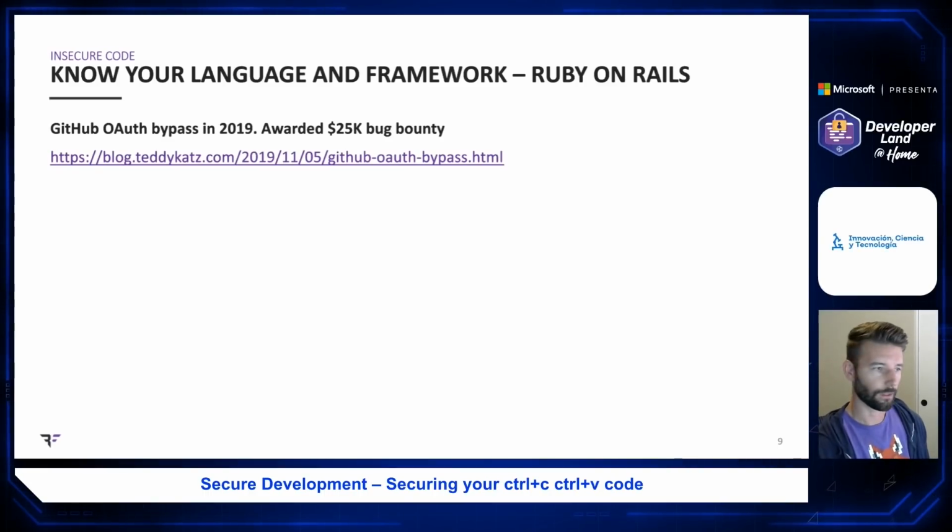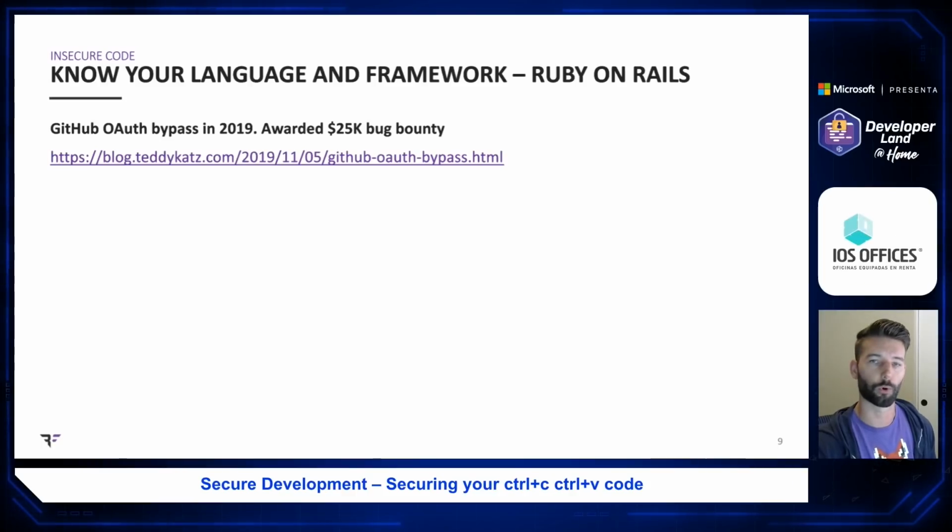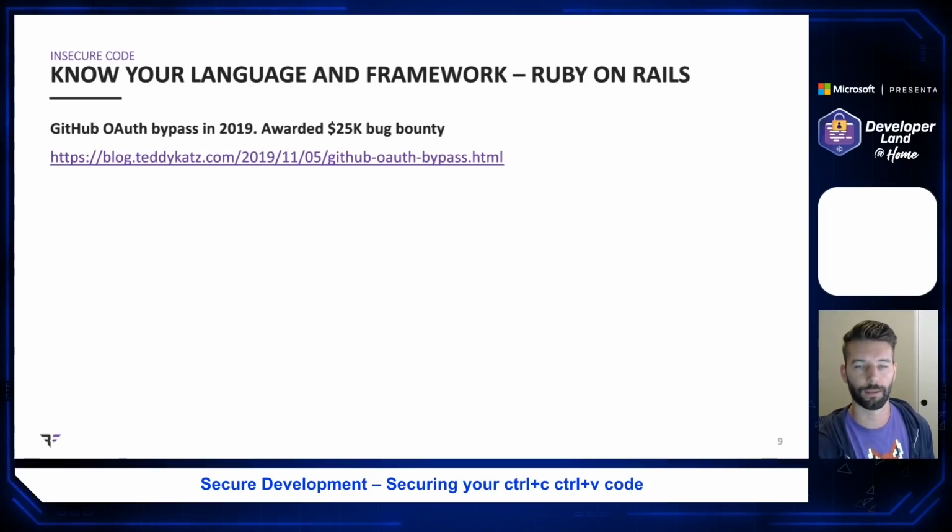So this is from 2019. This was a bug that was reported to GitHub with their OAuth flow. It was possible to bypass that, and GitHub ended up rewarding a $25,000 bounty for this, which was the highest they had ever awarded at the time, because it was a very serious security bug.